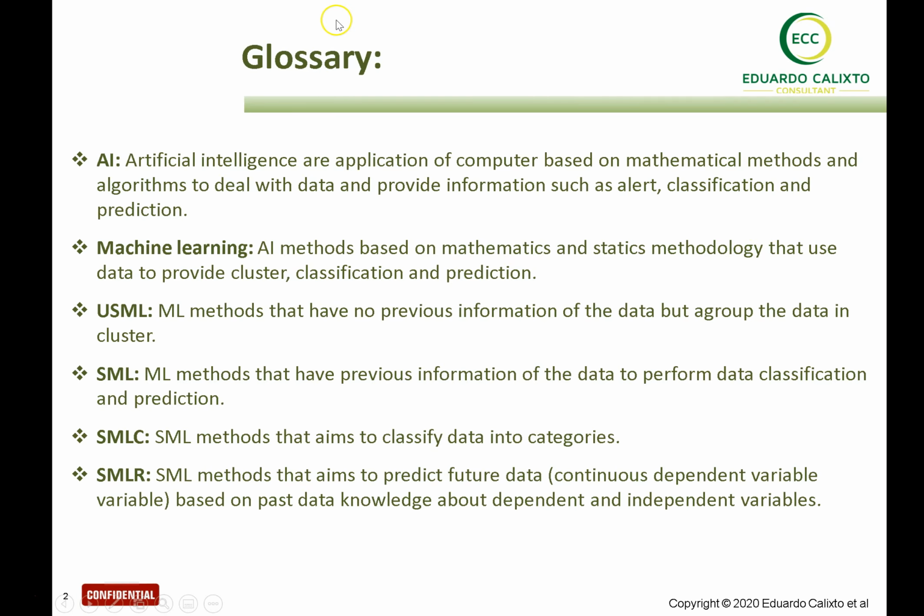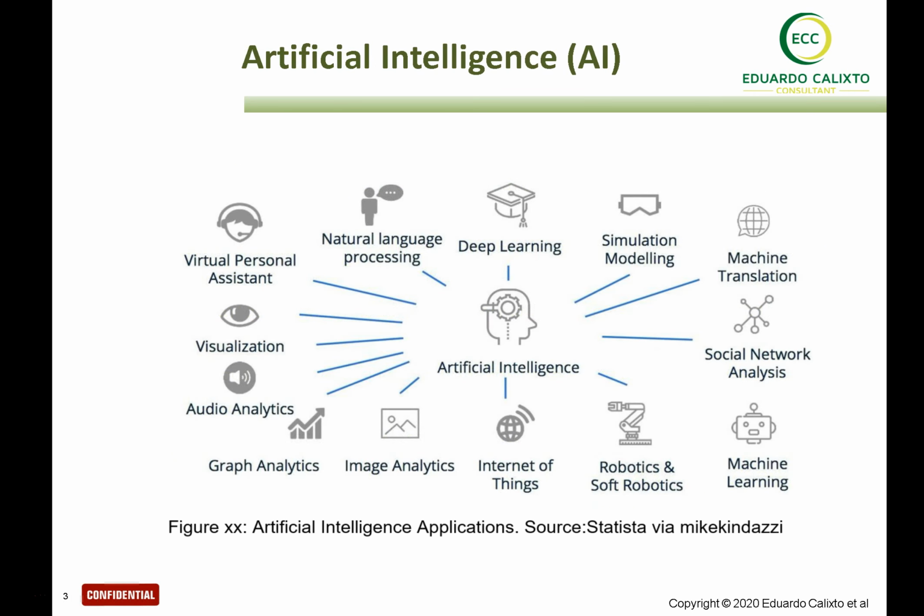As usual, we have different definitions that we apply in machine learning, such as artificial intelligence, machine learning, unsupervised machine learning, supervised machine learning, and the different types of supervised machine learning, that are supervised machine learning classification and supervised machine learning regression. Consider different technologies and methods that can be applied in the field of artificial intelligence. We'll focus in this training on machine learning and later on deep learning.